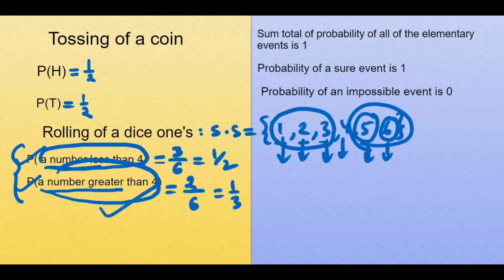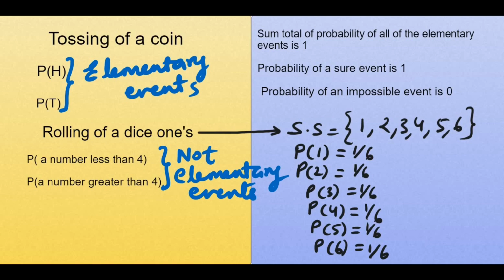So this is also not an elementary event. And hence the sum total of the probability of getting a number less than 4 and getting a number greater than 4 will not sum up to 1. Now the probability of getting a number 1 or 2 or 3 or 4 or 5 or 6 is 1 out of 6.